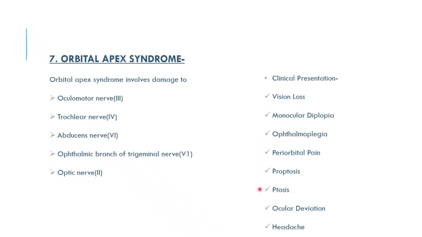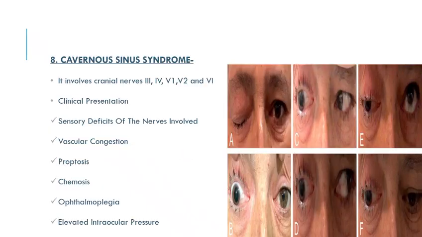ocular deviation, headache. Now, cavernous sinus syndrome. The difference between superior orbital fissure syndrome and cavernous sinus syndrome is that superior orbital fissure syndrome involves only the V1 branch of the trigeminal, whereas cavernous sinus syndrome also involves the V2 branch. That is, it involves cranial nerves third, fourth, sixth, and the V1 and V2 branches of the trigeminal. So the clinical presentation will also be like this: sensory deficit of the nerves, vascular congestion, proptosis, chemosis, ophthalmoplegia, and elevated IOP.